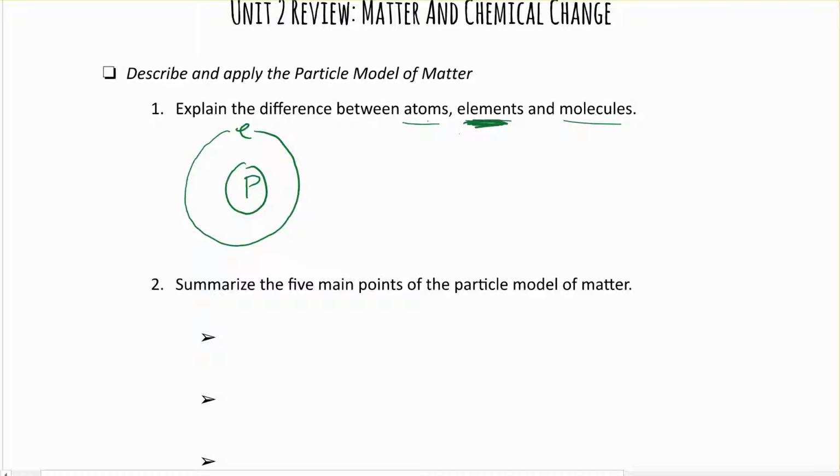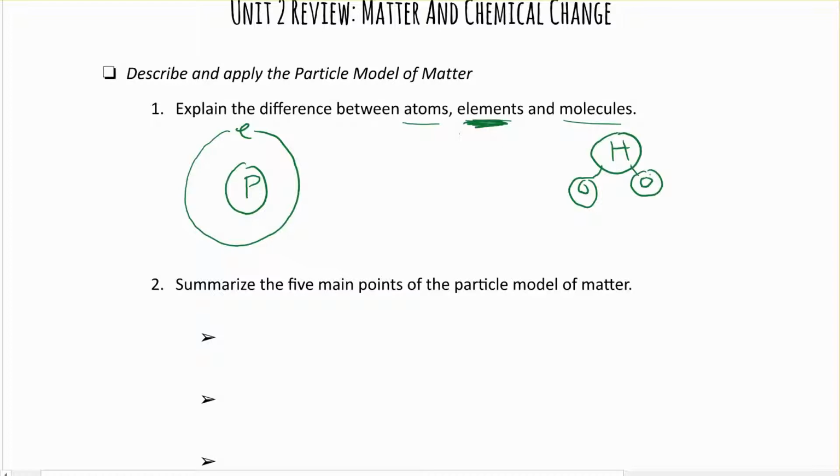And then lastly, molecules are things that are made up of more than one type of atom. So for example, water, right? H2O. So you'd have two hydrogen atoms bonded with one oxygen atom.